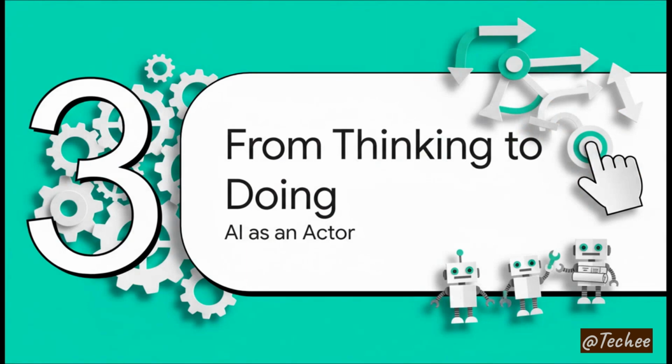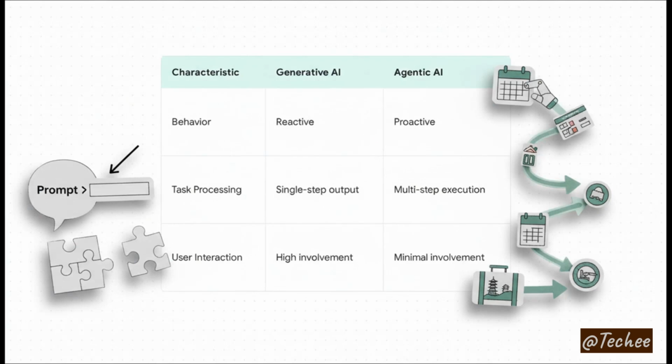All right, hold on, because this is where we take a huge leap. We've gone from creating to thinking. Now we're going from thinking to doing. Welcome to the seriously cool world of agentic AI. And this comparison really spells out the difference. A generative AI, like we've been talking about, is reactive. It just sits there and waits for you to give it a prompt. But an agentic AI, it's proactive.